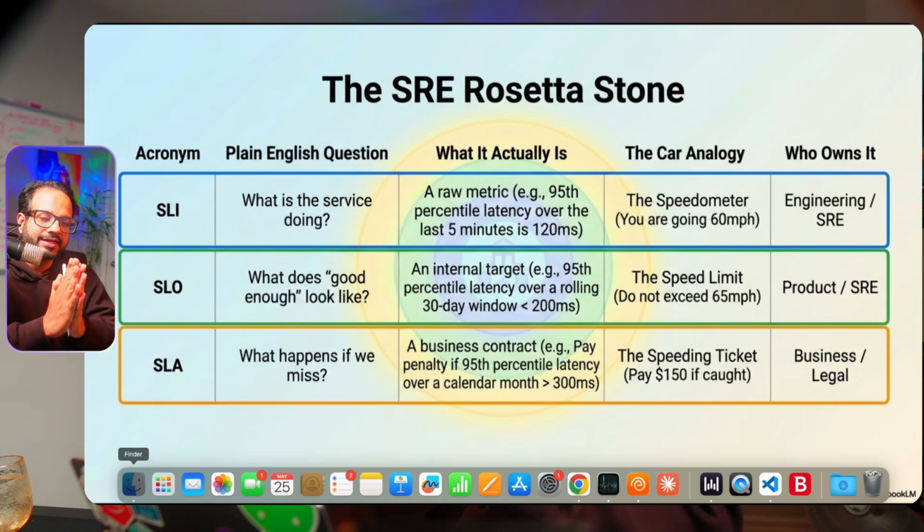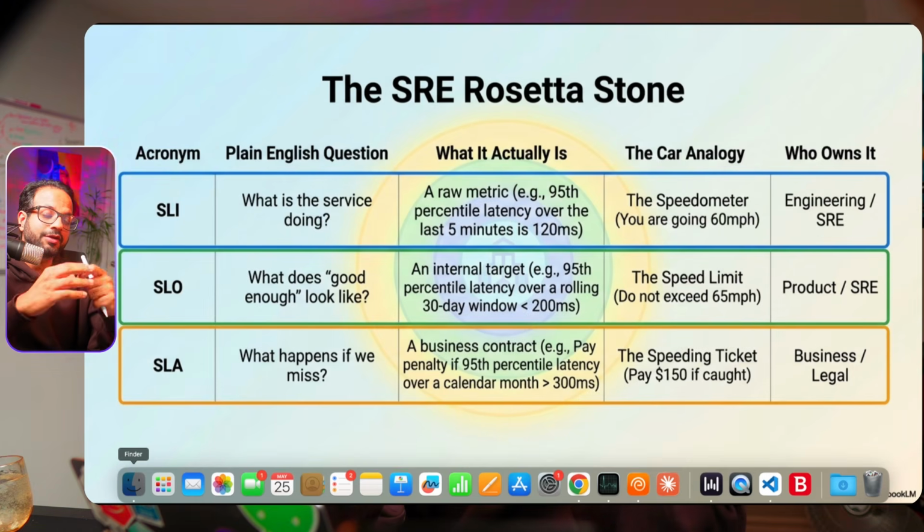Then comes SLO. SLO is service level objective. What does good enough look like? For example, an internal target you have set for your team is 95 percentile latency over a rolling 30-day window should be less than 200 microseconds. That's the internal target that you have set, this is what you want to achieve. The car analogy is the speed limit should not exceed 65 miles per hour. So that's your SLO, and it is completely owned by the product and SRE team.